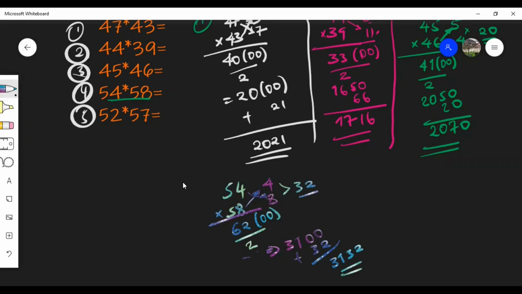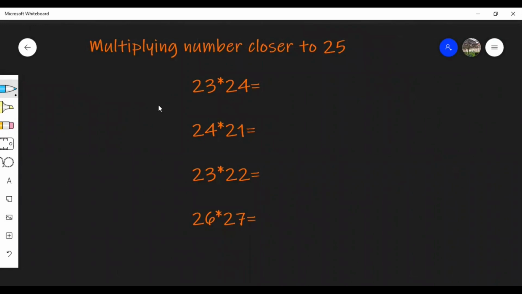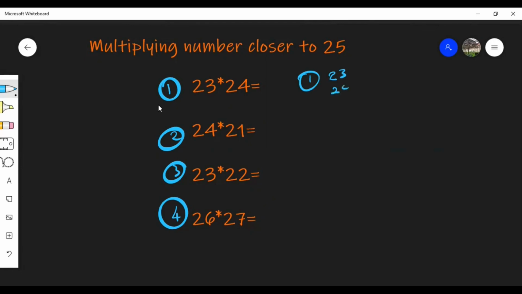Last but not least, I want us to do some examples. I want us to do these 4 examples, so that you understand how to multiply numbers close to 25, how easy that can be. And you will be so surprised. This is really cool. So then we have 1, 2, 3, and 4. So let's take the first example here. So we have 23 by 24.